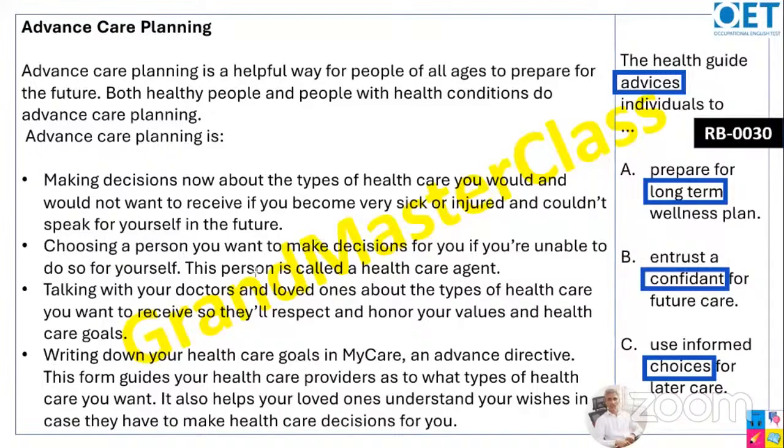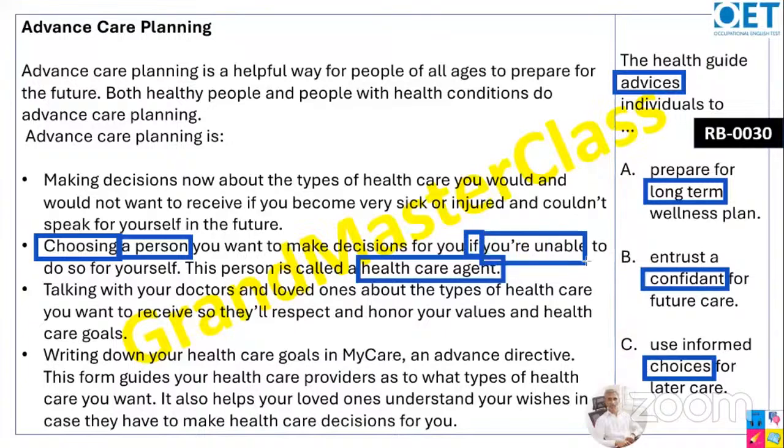Okay, the person is called the healthcare agent, so he is the confidant. You trust in him. Agent, you trust in the agent. A person whom you want to make decisions, a person or an agent. So choosing means selecting and giving him the responsibility. You are choosing a person you want to make decisions for you if you are unable to do it. "If" is the condition. The condition is if you are unable.